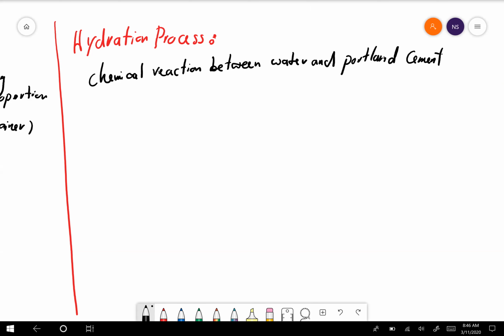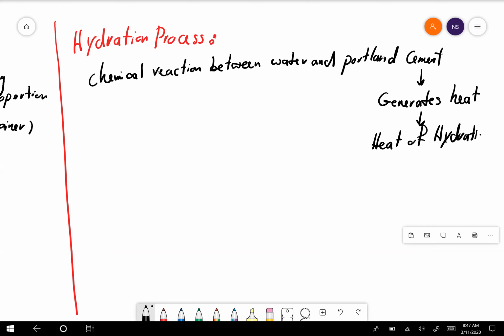Right? This chemical process generates heat. And most of the time this is referred to as heat of hydration. And you can easily sense this in the lab when you mix cement, the powder cement, with water. You can easily feel the heat that is generated because of the chemical reaction between the water and Portland cement.